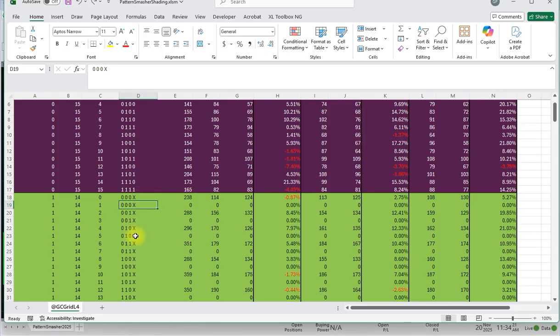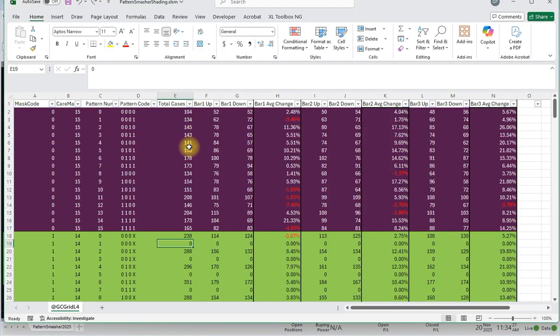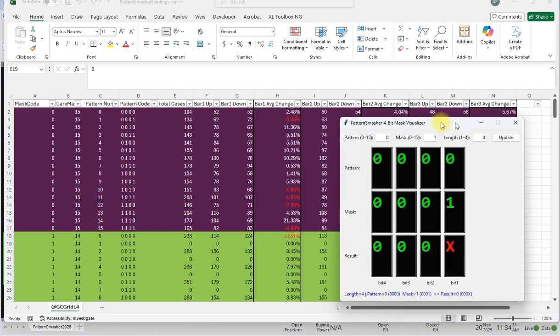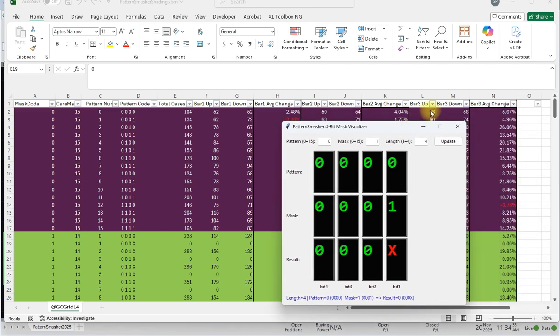Now look at this one. You get 0. Why do I get 0 there? I had up here, I had metrics for each pattern. If you mask pattern 0 with 1, like we just did here, you get this pattern. This is the resultant pattern.